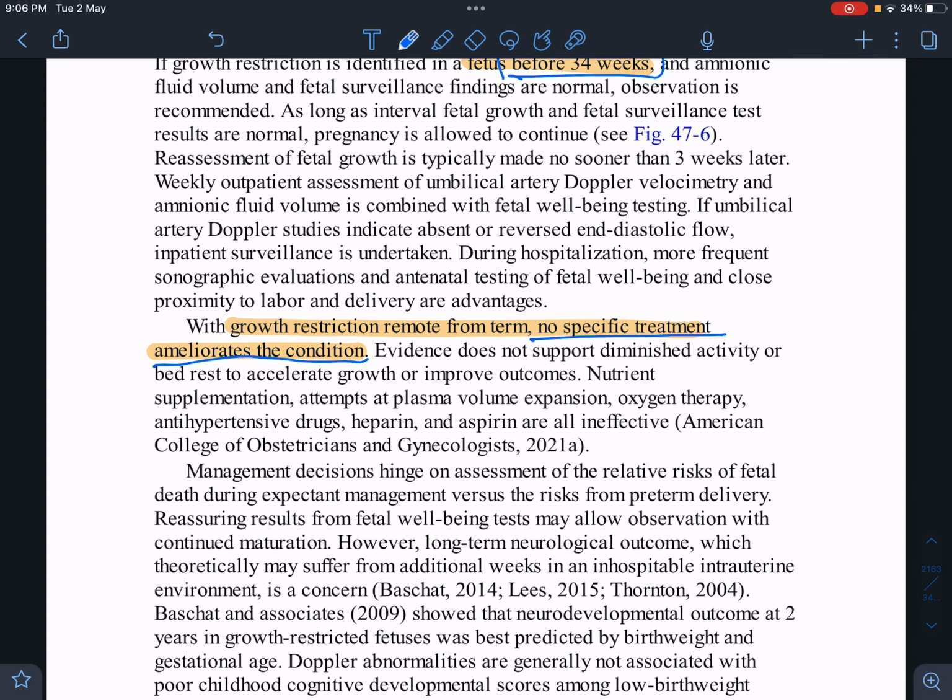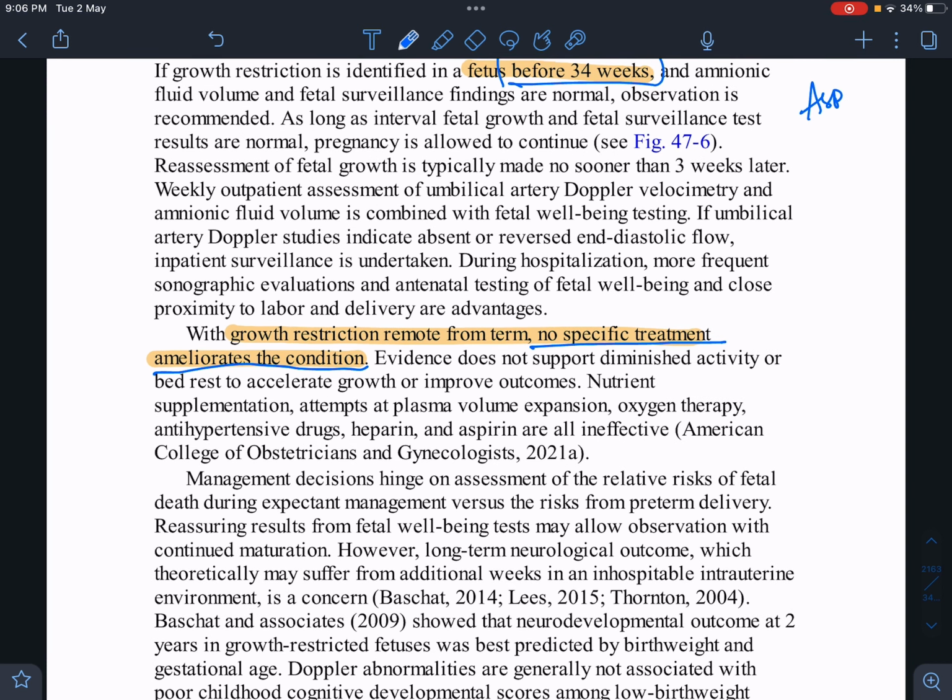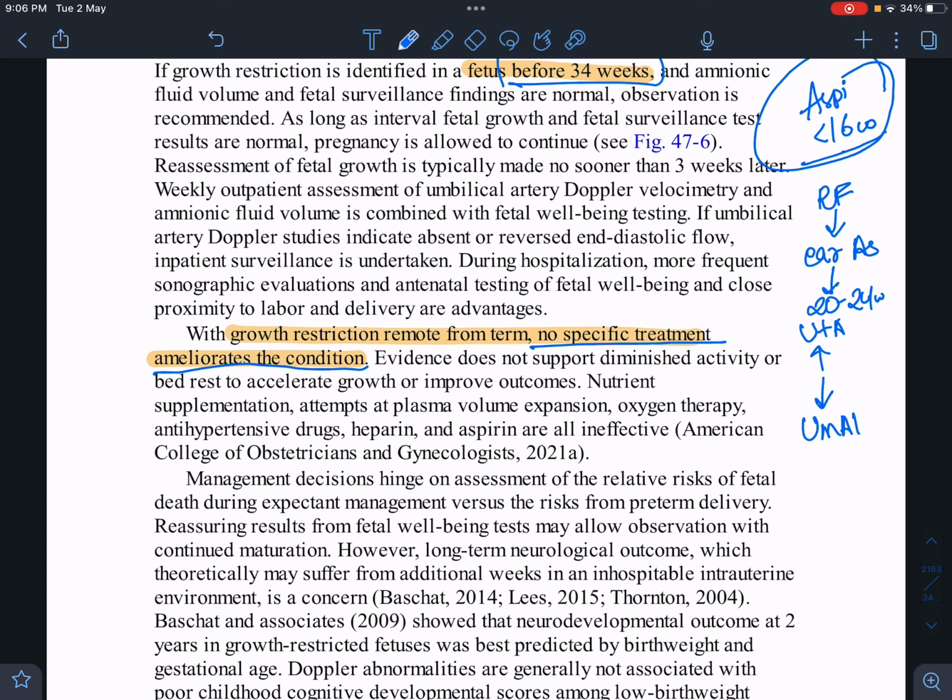I know some people start aspirin, but aspirin should be started before 16 weeks. And usually you can do this if you know there are risk factors, if the woman had come to you earlier, or if there is a risk factor, you can start aspirin at around 20 to 24 weeks. You can do a uterine artery Doppler, and if it is high, you can start screening with umbilical artery Doppler at around 30 weeks, or you can do this every 2 weeks.